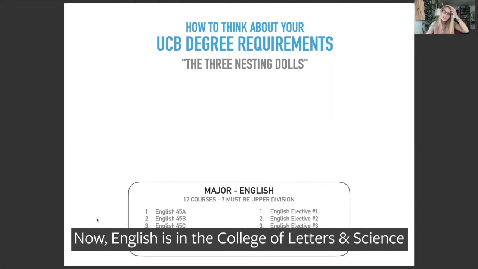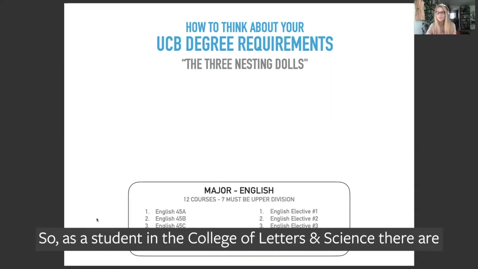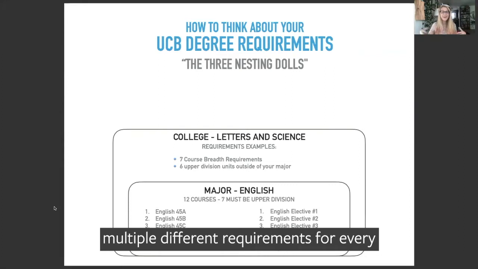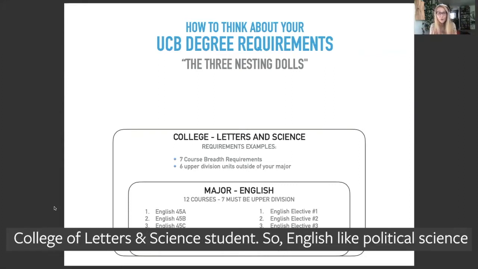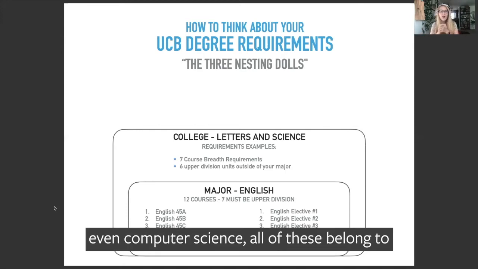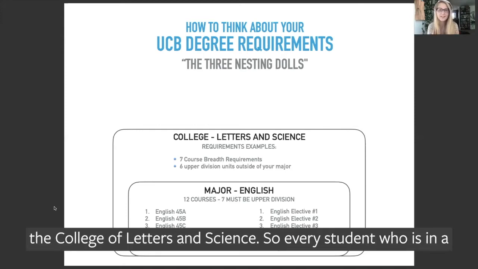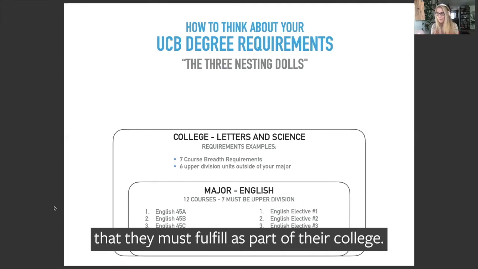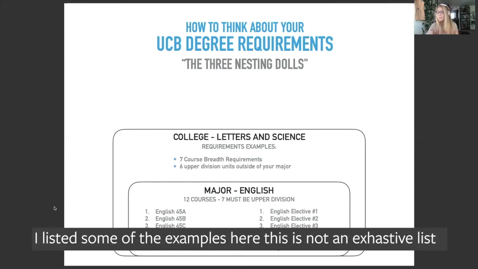Now, English is in the College of Letters and Science. And so as a student in the College of Letters and Science, there are multiple different requirements for every College of Letters and Science student. So English, like political science, like rhetoric, like sociology, like gender and women's studies, even computer science, all of these belong to the College of Letters and Science. So every student who is in a College of Letters and Science major also has requirements that they must fulfill as part of their college. I listed some of the examples here.